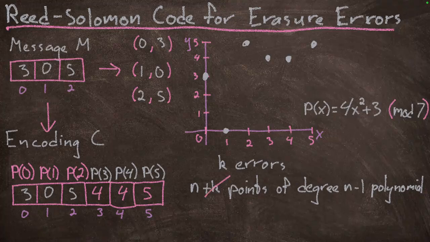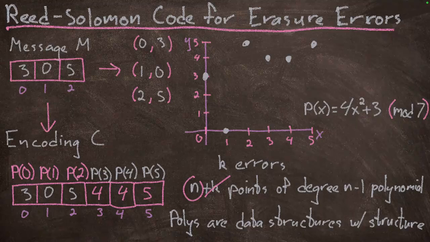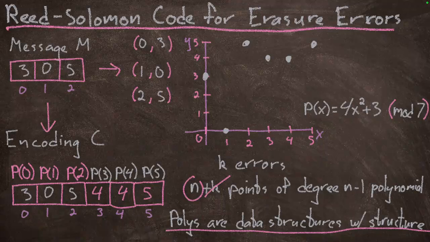Why? Because if you knock off k of those points, you still have n points left, and that uniquely defines a degree n minus 1 polynomial. Okay, so a key point of this: n points completely define a degree n minus 1 polynomial. A key point of this, though, is that you can think of polynomials as data structures with extra structure. It says polys are data structures with structure. So we're using polynomials as data structures themselves that have a bunch of redundancy built in.